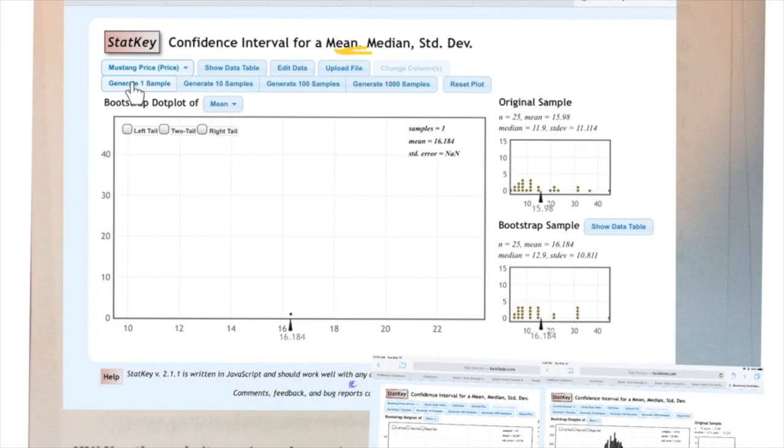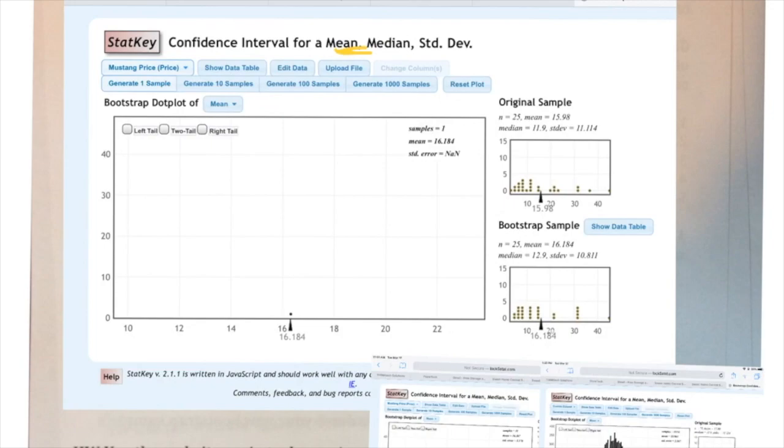clicking generate one sample. Taking a look at the right hand side of this website, this has the 25 cars that are actually in the list, and it shows you that the average from the 25 cars themselves is around 16,000. When you clicked generate one sample, it actually plotted it here and showed you what the sample looked like. The Bootstrap sample looked like right here.